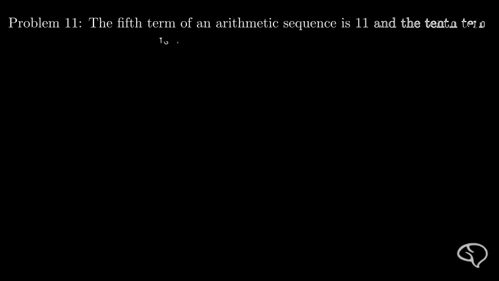Let's try another one. The 5th term of an arithmetic sequence is 11, and the 10th term is 41. What is the first term? This problem gives us two terms and asks for the first. We can set up a system of equations using our formula.